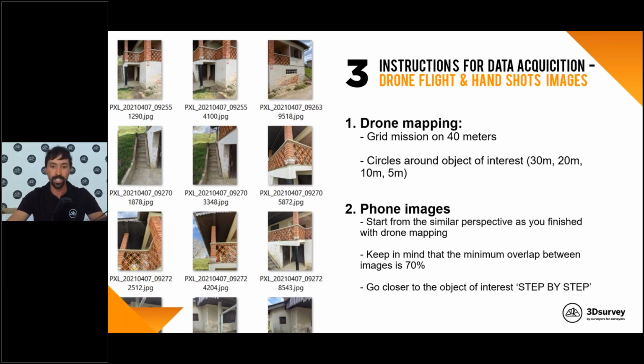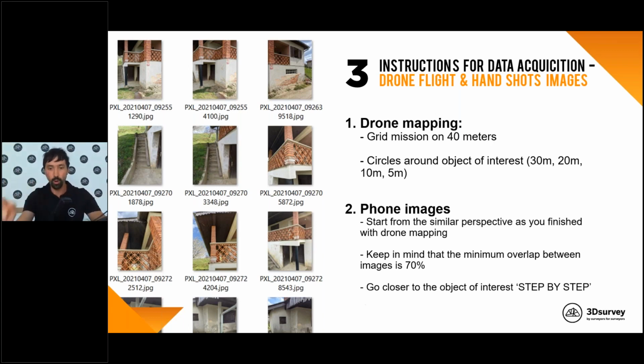Then phone images start from the similar perspective. I already explained this a few times, but this is super important. In most cases, if users write us that they are not satisfied with the bundle adjustment step, that phone images were not included in the object of drone images, this is the reason. They changed the scale between those 2 cameras too much. They didn't have the same perspective and so on.